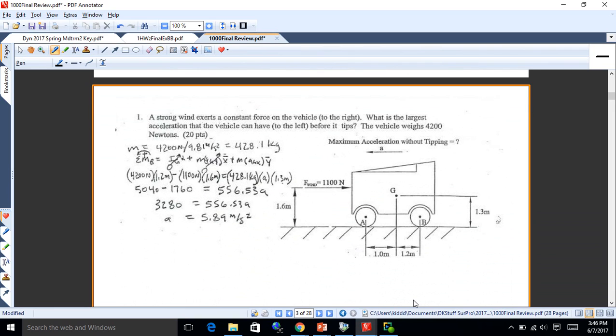If you look at some of those example problems, which are pulled off of old tests, what you want to be able to do first is identify what kind of problem you've got. So here we have a vehicle with wind blowing on it. We want to find how much it can accelerate before it tips. So is that translation, fixed axis rotation, or general plane motion? That's translation. How are you going to approach that?